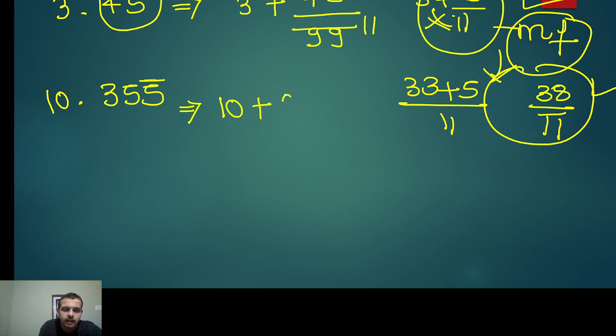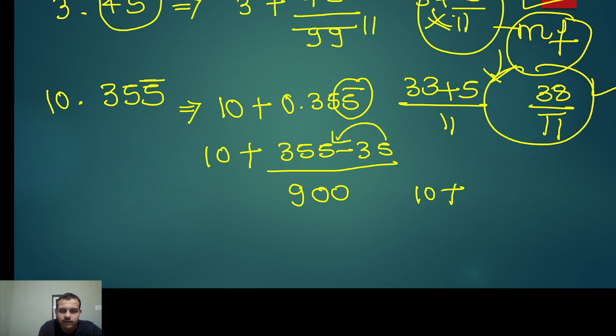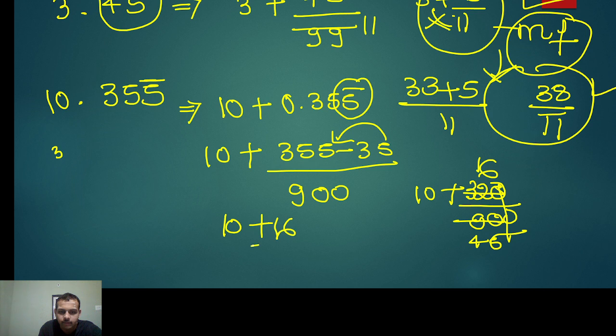10 plus 0.355 bar, then 10 plus 355 minus 35, divided by one 9 and two 0s, 900. It becomes 10 plus 5 minus 5, 0. We will write here: 5 minus 5, 0. 5 minus 3 becomes 2, and the remaining 3 is the same here, divided by 900. Cancel this. 2 ones are 2, 2 sixes are 12, 2 forty-fives are 90, so it becomes 10 plus 16 by 45.